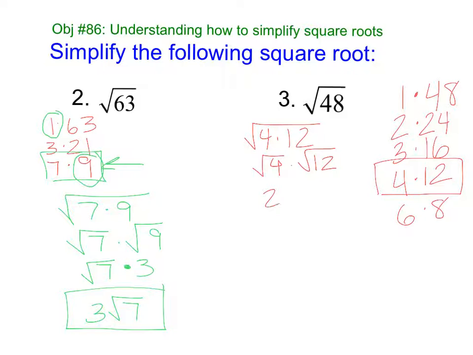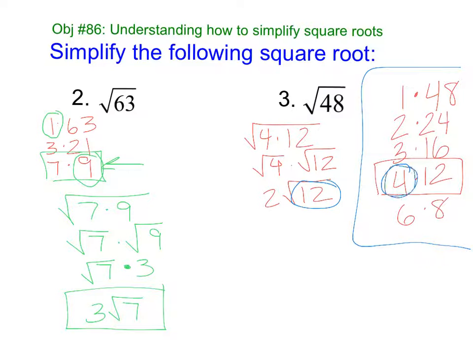The square root of 4 is 2. Here's the problem, though. 12 is not simplified. There's another perfect square. So look in the list. What's a bigger perfect square other than 4? 16. So that's why you really want to look through the entire list.